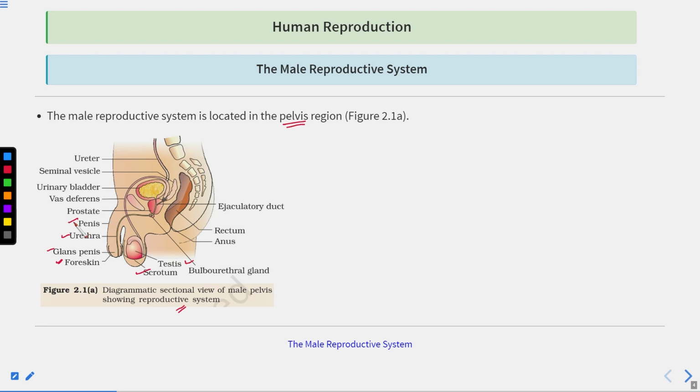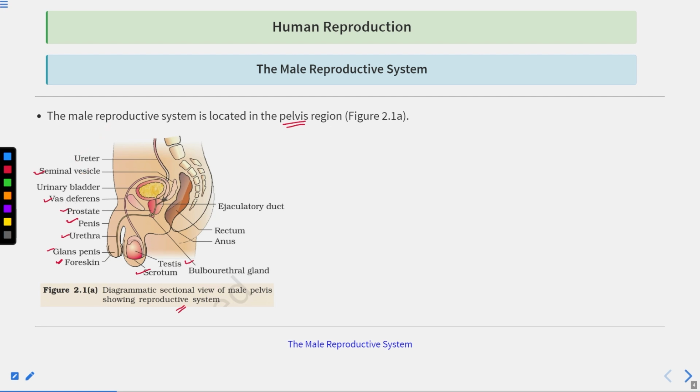This is the penis, which is the copulatory organ. Here you have the prostate gland. These are the vas deferens and seminal vesicles, we'll talk about these also. What are vas deferens and seminal vesicles? These are the ducts.